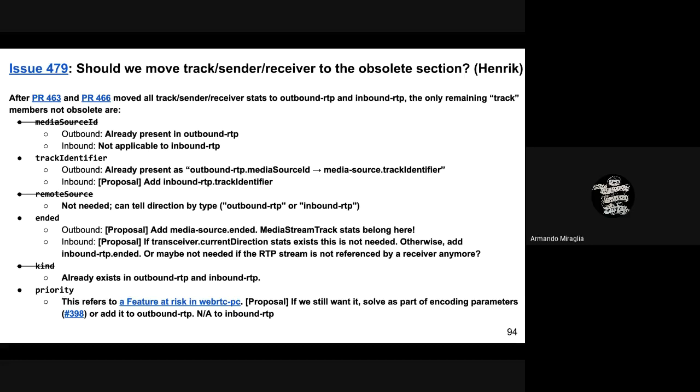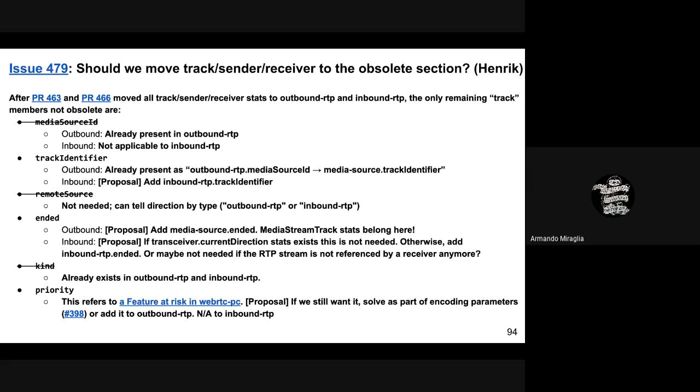So the next section: should we move track, sender, and receiver stats objects all to the obsolete section? We talked about correlating. If we have a transceiver object, you can use the transceiver to correlate senders and receivers. That would be your way to do it. But forget sender and receiver for now. Let's talk about track stats. It's a copy of something that exists elsewhere.